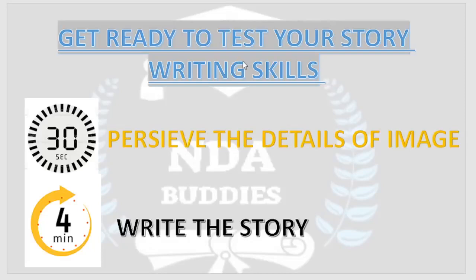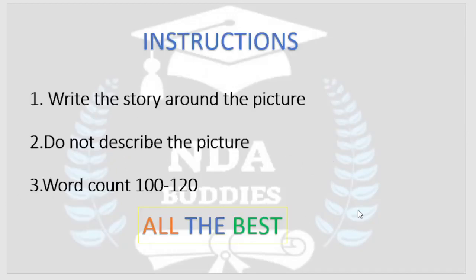Today we are here with the self-test series for the story writing. In this you will be shown a picture for 30 seconds from which you will perceive some details, and then in the given time, 4 minutes, you have to write the story. The instructions for the test are: write the story around the picture, do not describe the picture, and the word limit is 100 to 120 words. So get ready and all the best for the exam.